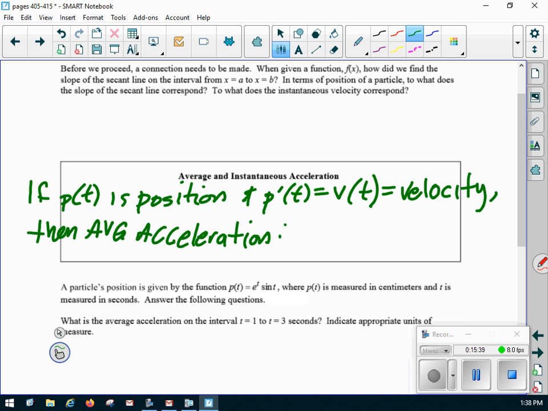Remember, if we're trying to find the average velocity, it's the change in position divided by the change in time. To find average acceleration, it's the change in velocity divided by the change in time. So this is going to be V of B minus V of A over B minus A.